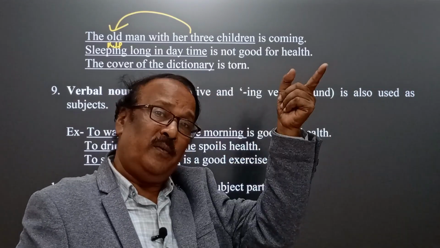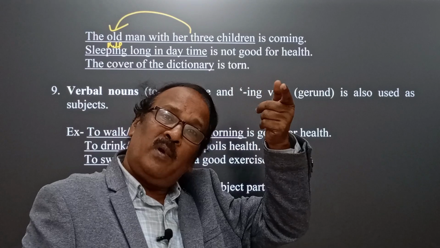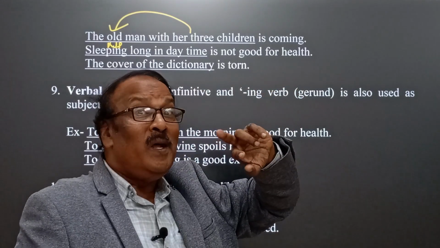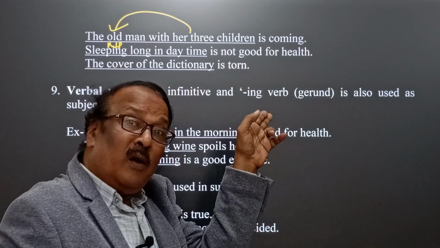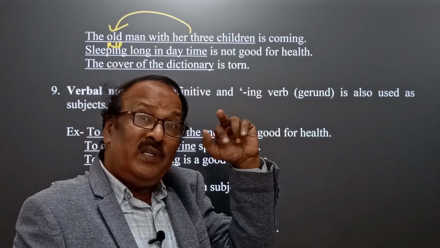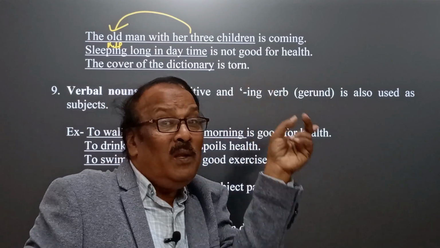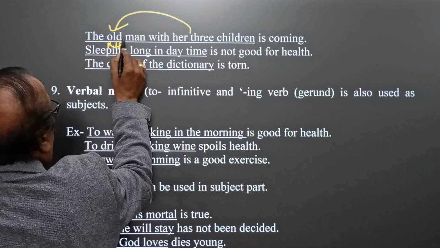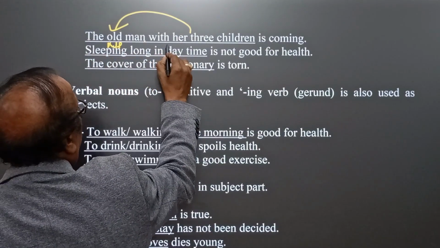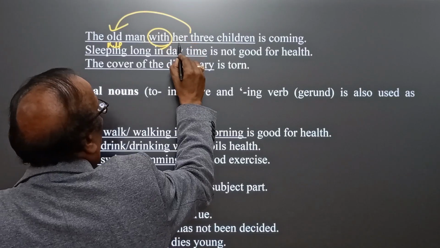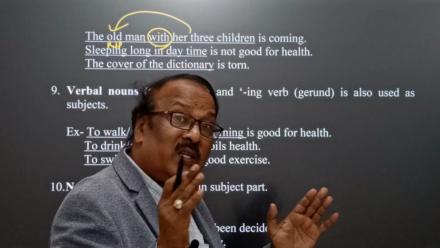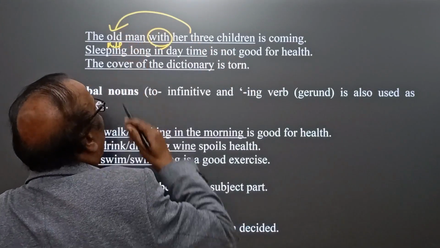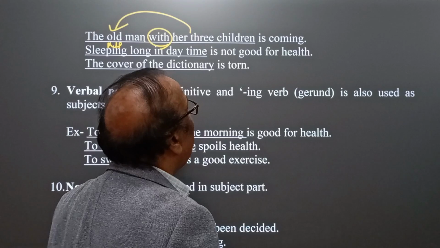Prepositional phrases are of two types. One is the adjectival prepositional phrase. Another is the adverbial prepositional phrase. Whenever the phrase qualifies the noun, it is adjectival. Whenever it qualifies the verb, it is adverbial. Then how? You see, the noun phrase is the old man, and with is the preposition, and with her three children is the prepositional phrase.